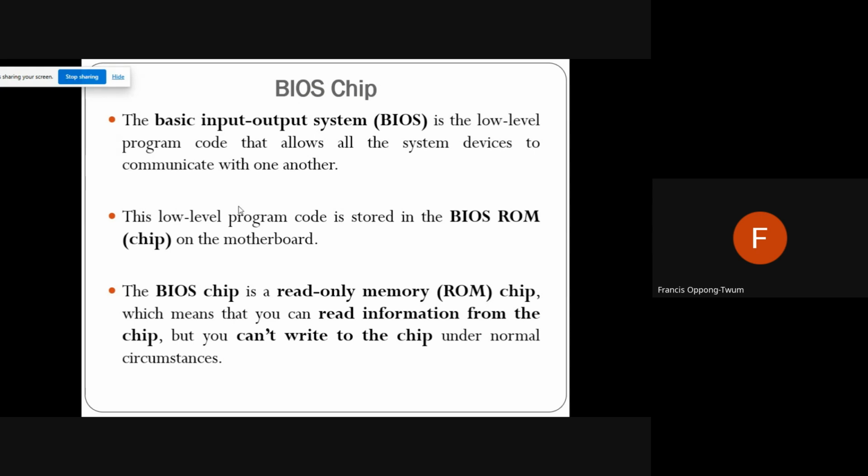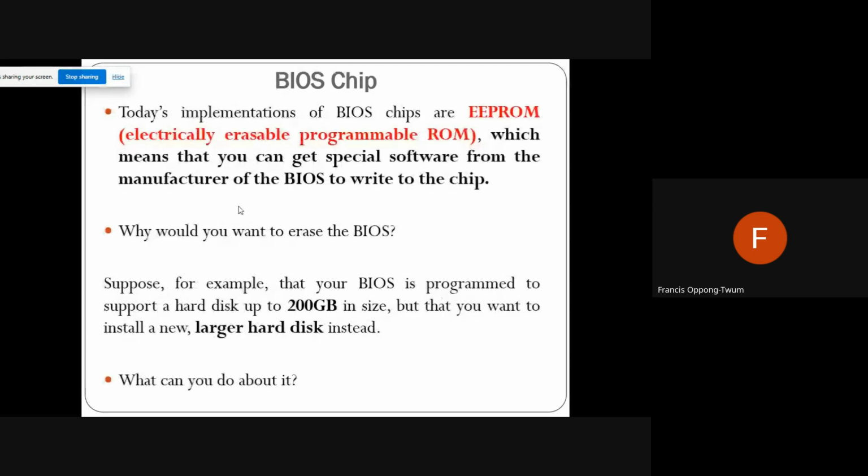So the BIOS chip, in those days when computing started, was regarded as a read-only memory chip, which means that you can only read information from the chip, but you can't write to the chip under normal circumstances. But now it is not so. Most of the BIOS, the current computers that are coming, you can update your BIOS. When computing started, you couldn't write to the chip, but now it's possible. You can take it and update it with your current information.